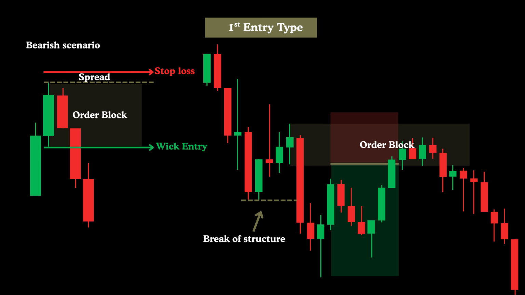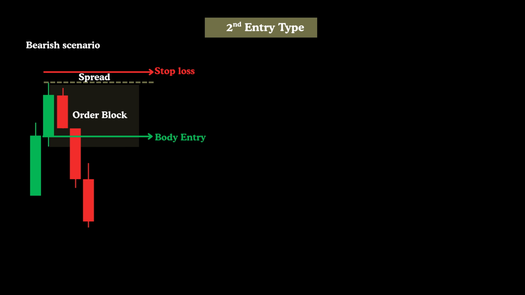1. Wick entry. This method involves placing your buy or sell order directly at the wick of a valid order block. Sell scenario: the stop loss is placed a spread size above the highest wick of the order block. This setup offers a wider stop loss, which may reduce the reward-to-risk ratio. However, it significantly increases the likelihood of order execution, as price often taps the wick before reversing in the expected direction.